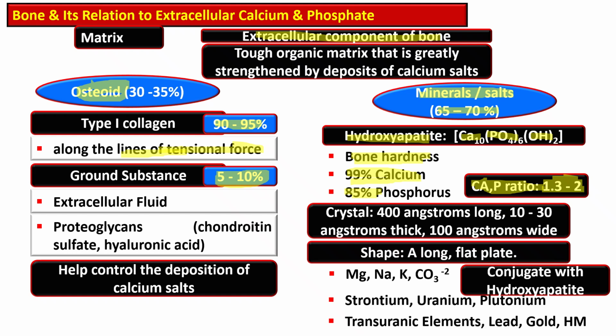Then there is foreign ion incorporation into the bone. These elements can be absorbed by the bone, such as lead, uranium, strontium, plutonium, and gold. Some of these are radioactive, and they may lead to development of osteogenic sarcoma due to chronic irradiation.